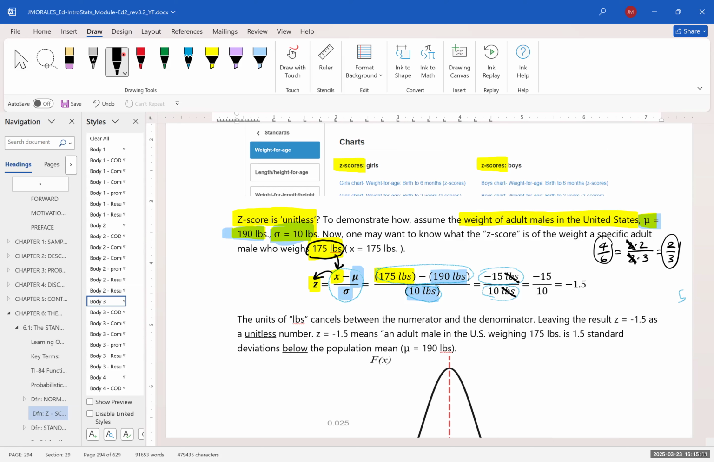And that gives us now a unitless number. It's going to give us a number without any units here. And now this is a z-score. So a value of x in one scale is equivalent to a z-score of negative 1.5 in the unitless z-scale.